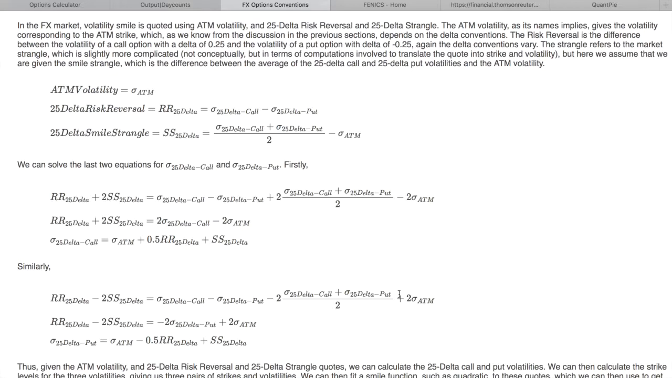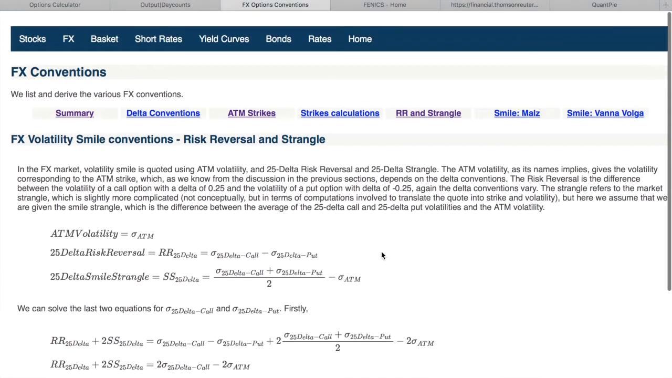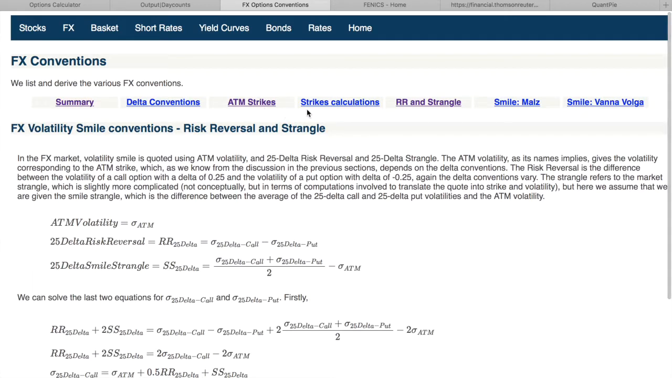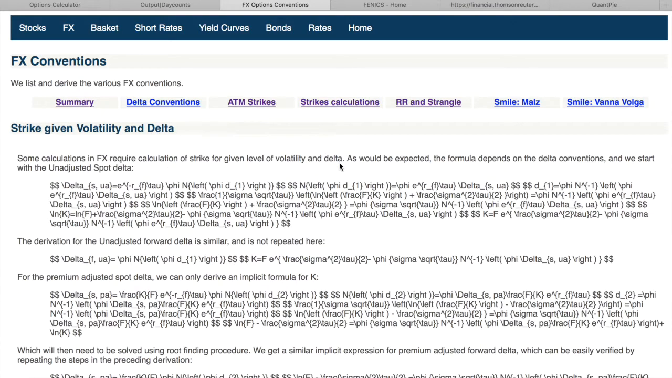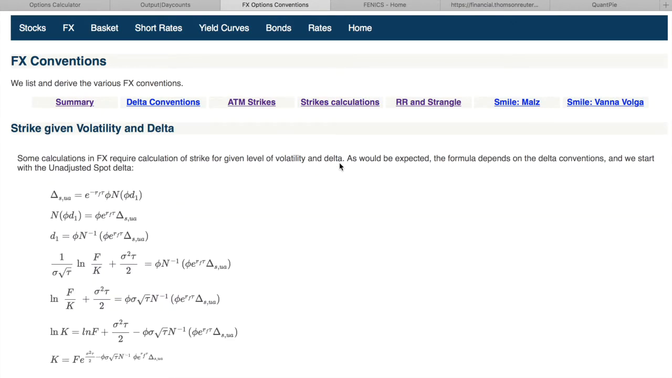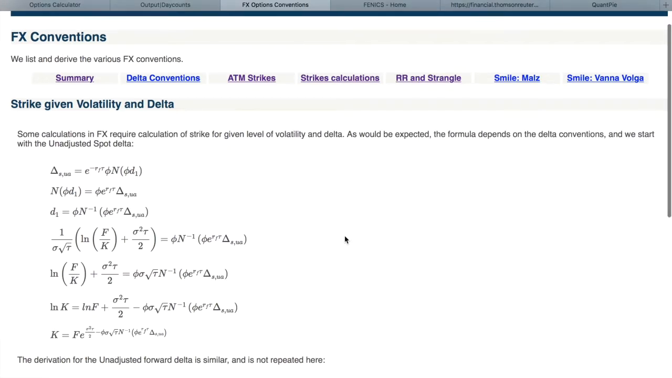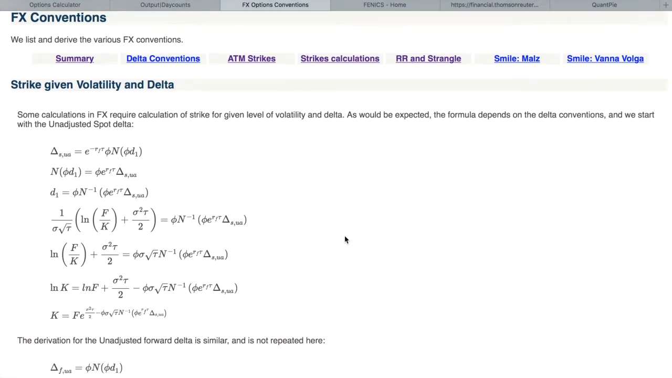The market strangle, as one would expect, conveys the price of a portfolio of a put and a call option. The strikes of the put and the call can be easily calculated, because we already know the delta, which is 25, and adding the strangle to the ATM volatility gives us the required volatility. We use the same volatility for both call and put. Looking at the price of a call option, there is then only one unknown in the Black-Scholes, the strike of the call, which we can easily compute. We can do the same for a put.